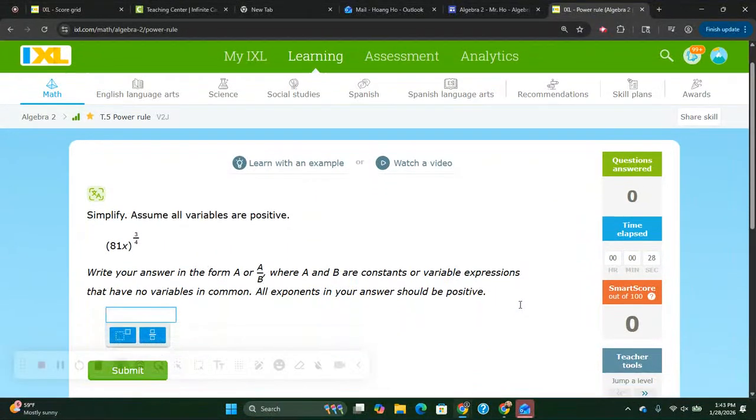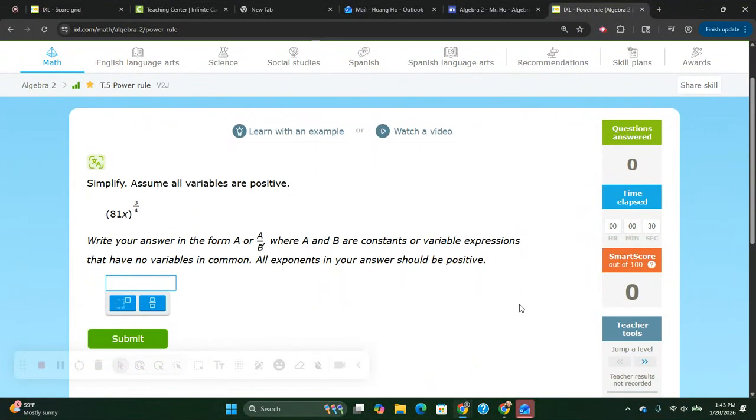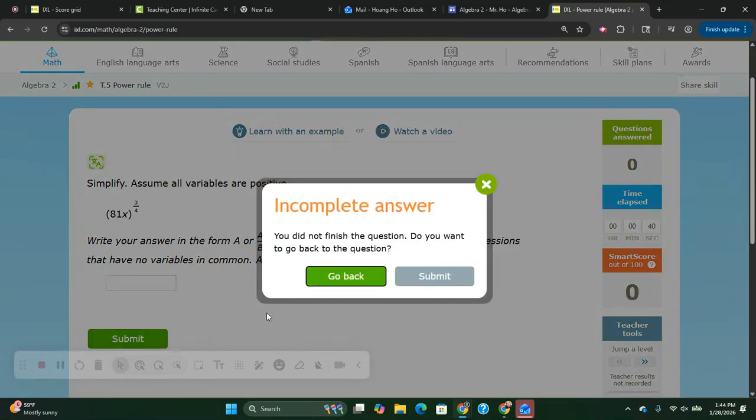Hello student, we go over T5 power rule. Alright, so first of all, let's go over the formula. I want to pull out the formula directly from iExcel.